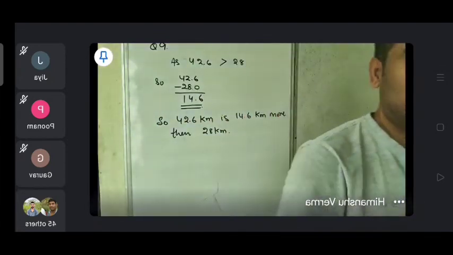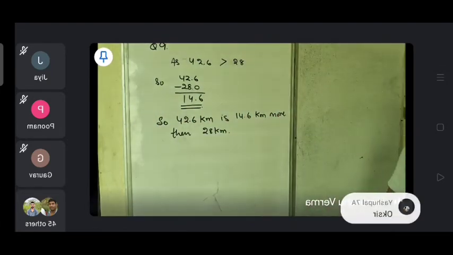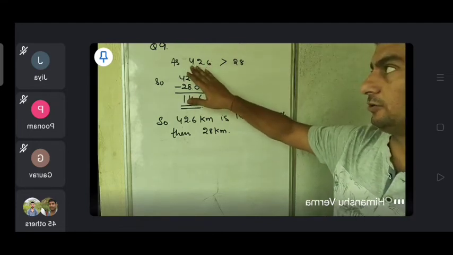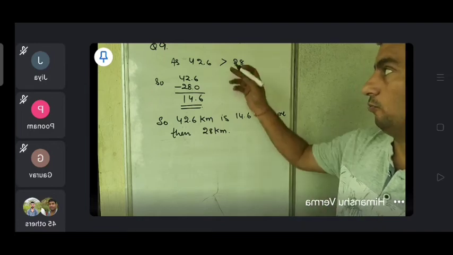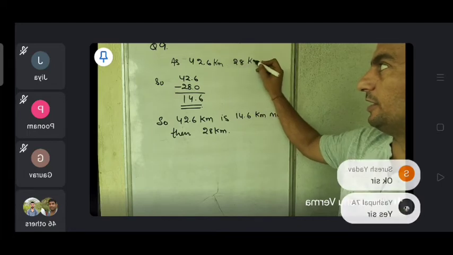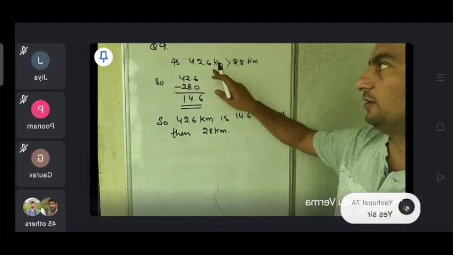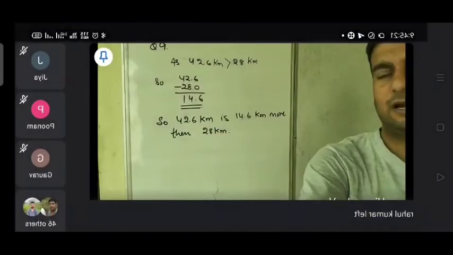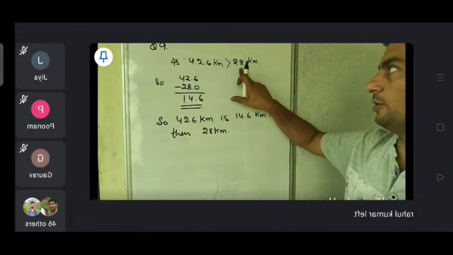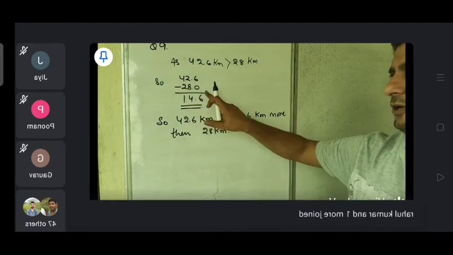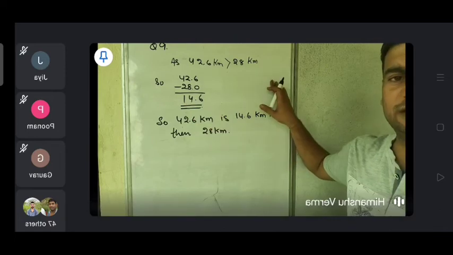Look at the question. It's a very easy question. In this question you are given two distances. One is 42.6 kilometer and another one is 28 kilometer. Now you have to see which is larger. We can see 42.6 kilometer is larger than 28 kilometer. So 42.6 minus 28.0 is equal to 14.6 kilometer.